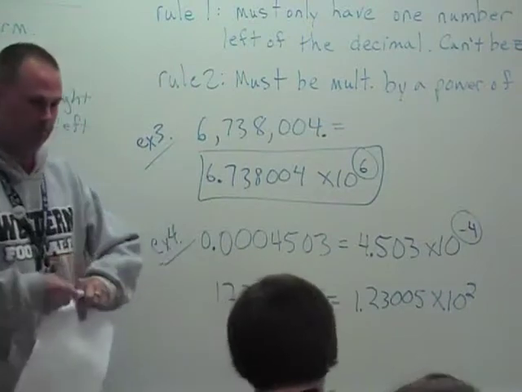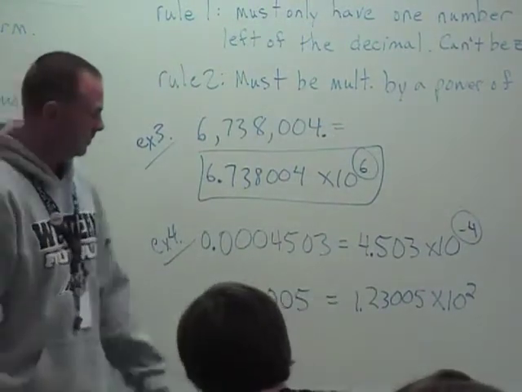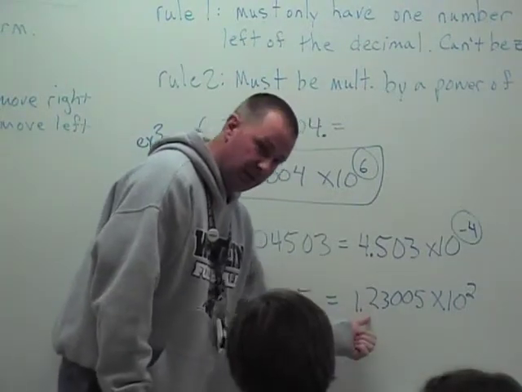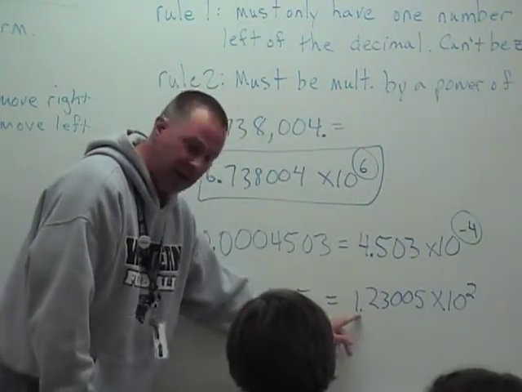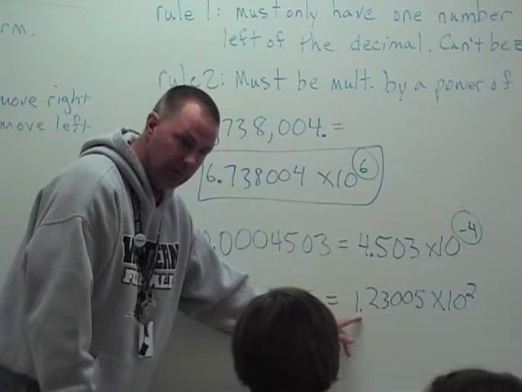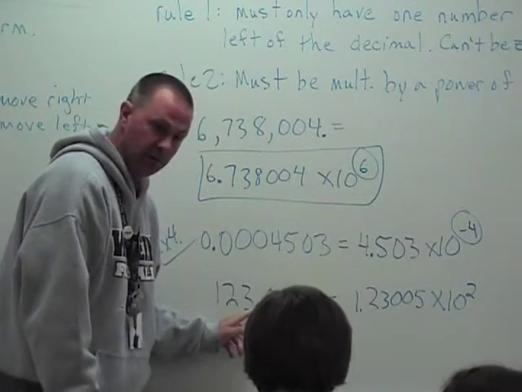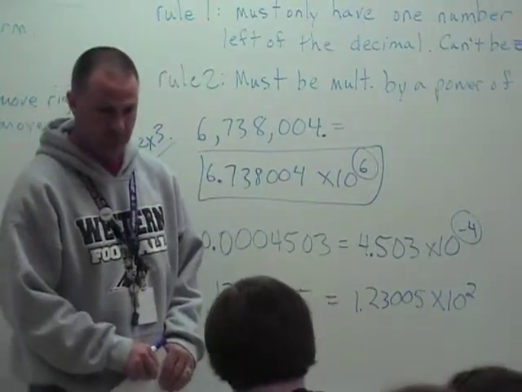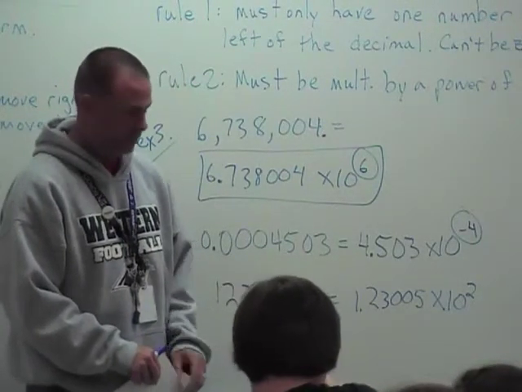I got a question. Why wouldn't that be negative? Didn't you move to the left? No. In order for this to be the same as that, what does this have to do? Times to the right. 2 places to the right to equal this. That's why that has to be positive 2. Did we start off here? That number or that number? You started with this one.